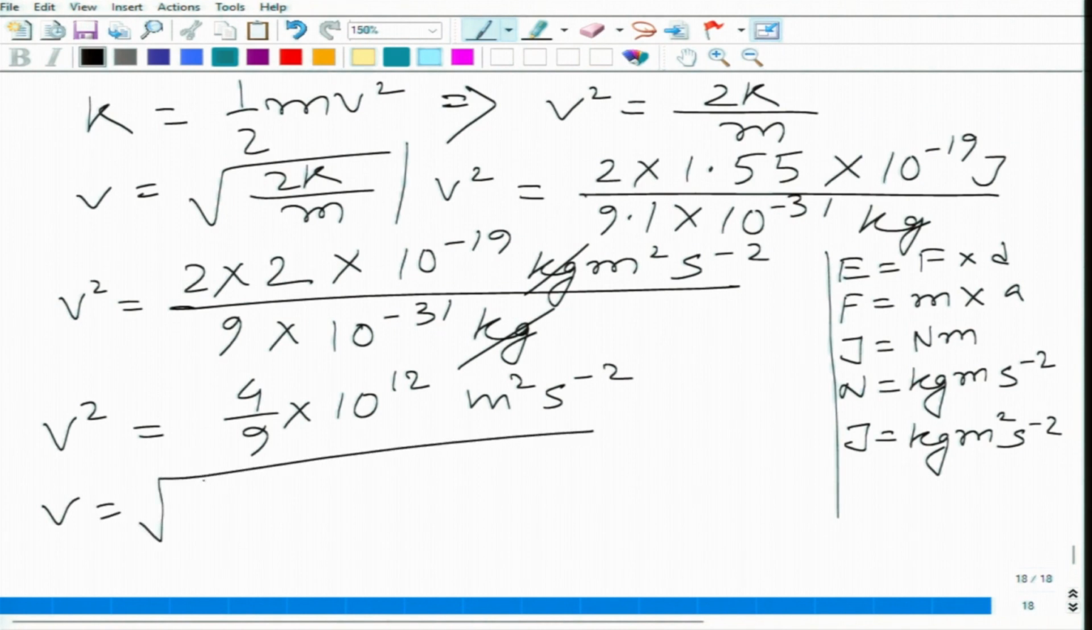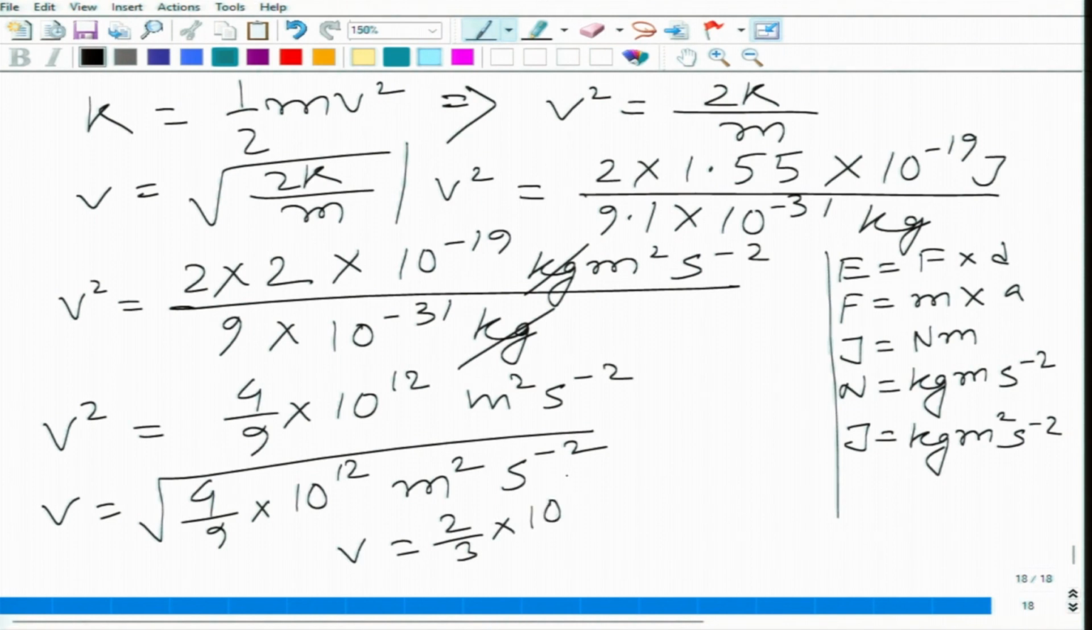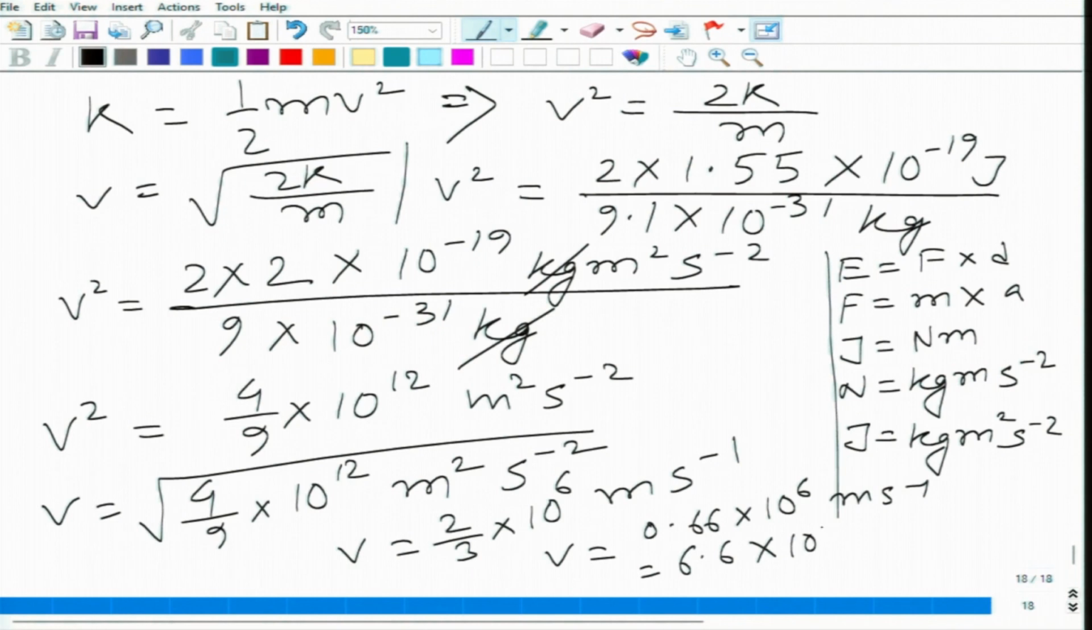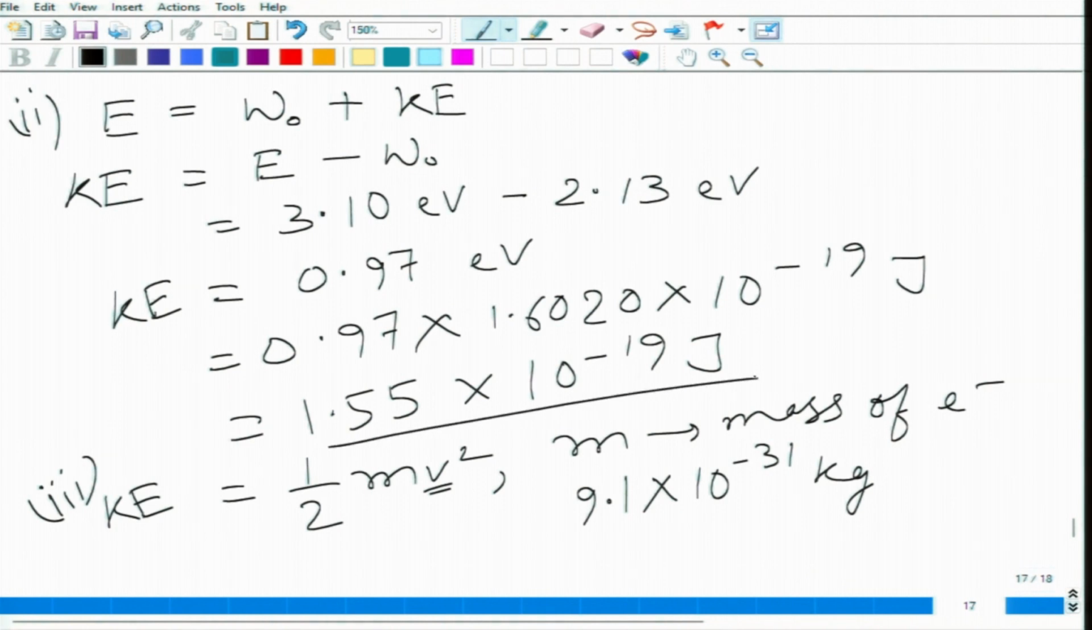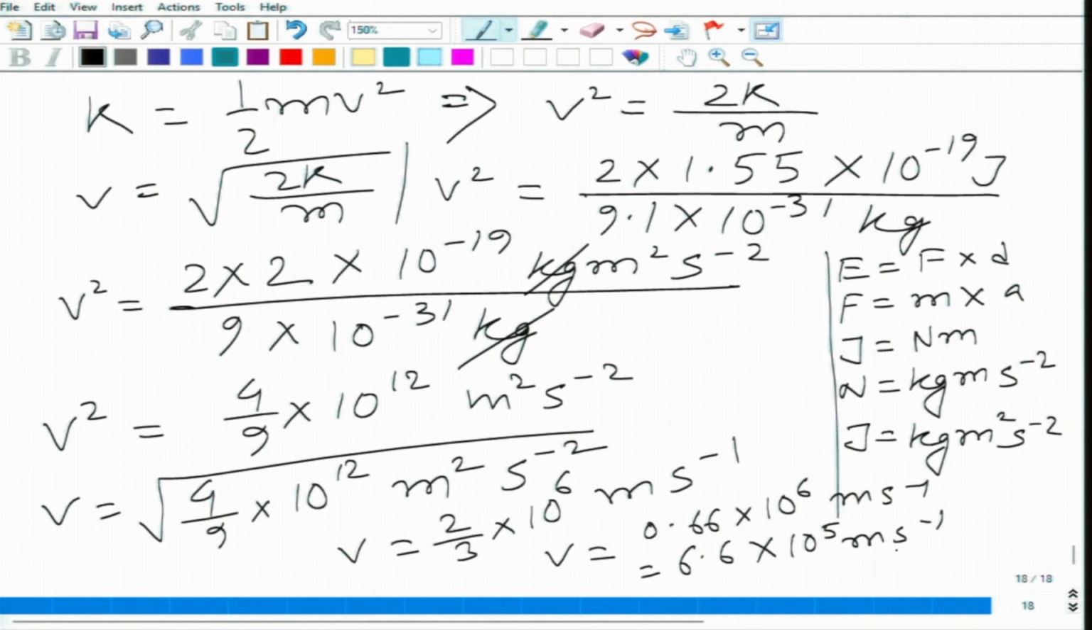So v will be the square root of 4 by 9 into 10 to the power 12 meter square second to the power minus 2. So we get v as 2 by 3 into 10 to the power 6 meter per second. So this comes as 0.66 into 10 to the power 6 meter per second, or it can be written as 6.6 into 10 to the power 5 meter per second. So we have calculated the energy in electron volt, the kinetic energy, and the velocity.